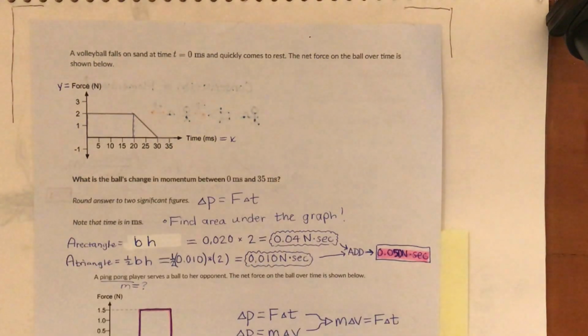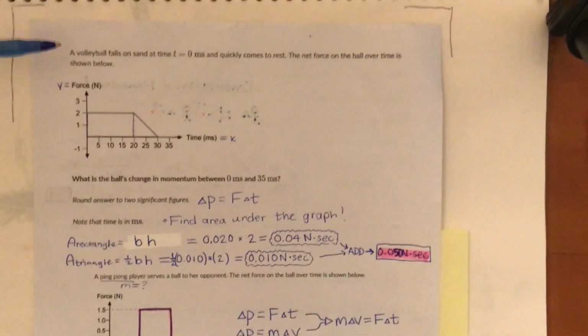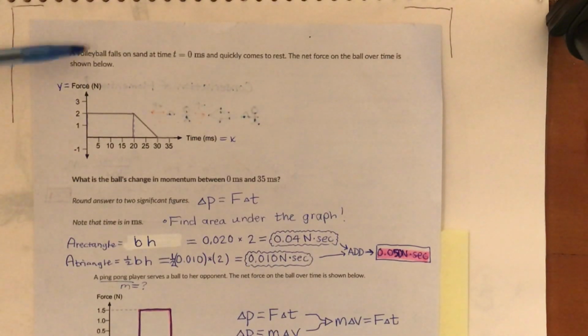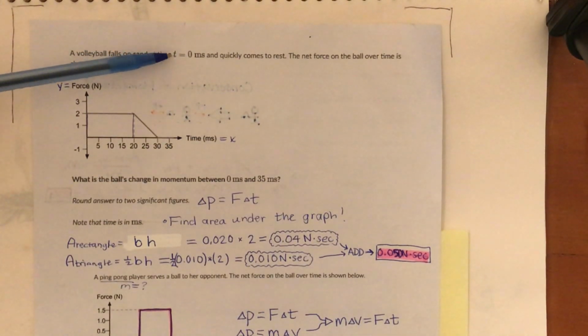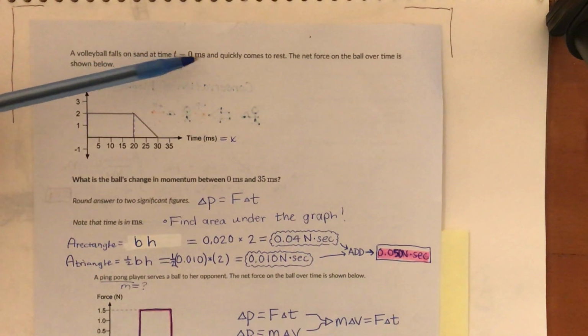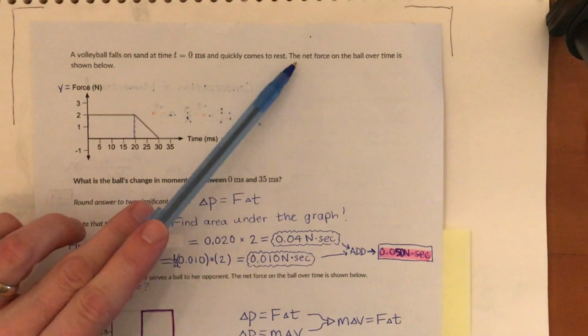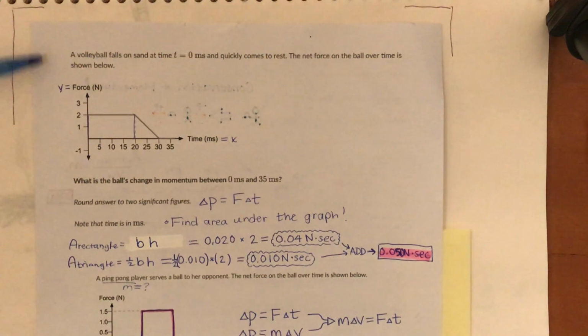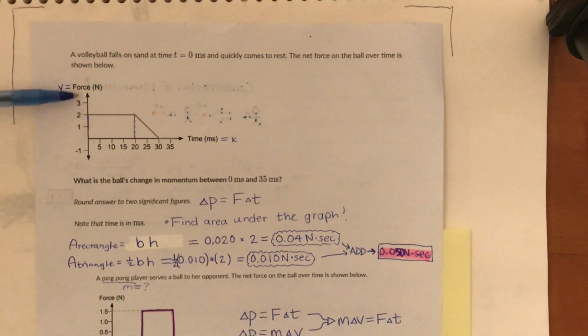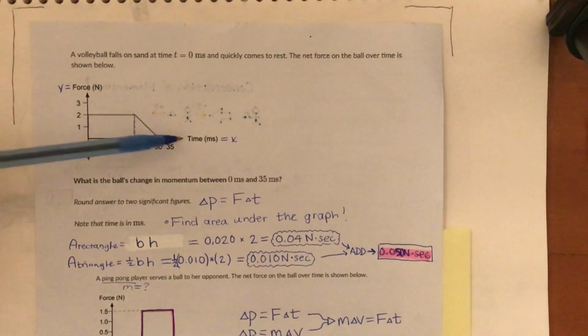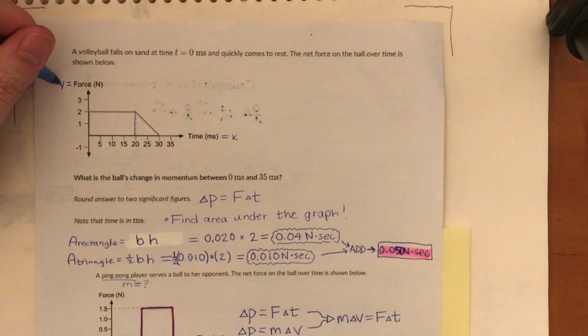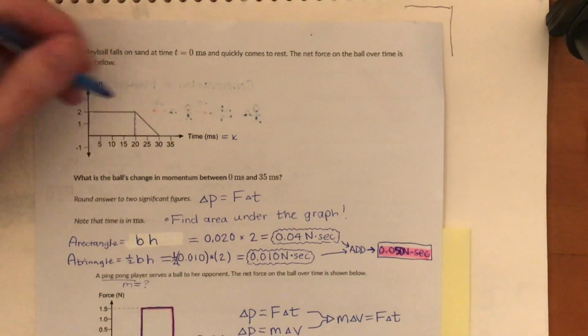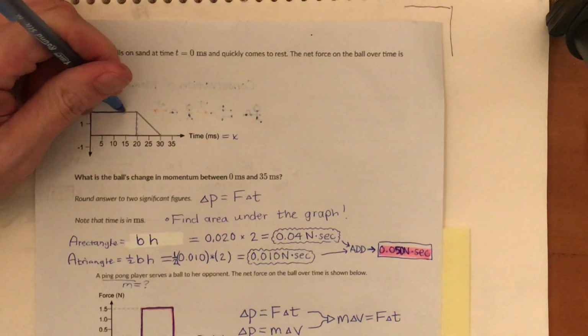So here we go. The first problem says a volleyball falls on sand at time t equals 0 milliseconds and quickly comes to rest. The net force on the ball over this time is shown below. And we have a graph of force versus time. Force is on the y-axis and time is on the x-axis.